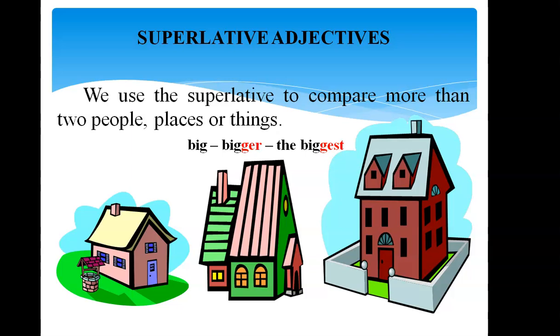So, what about the superlative adjectives? With the superlative we compare more than two people, places, or things. Big, bigger, the biggest. In this picture, you can see the biggest form. The short one is the biggest one in this picture.